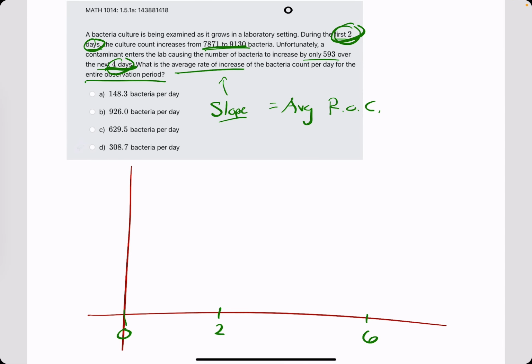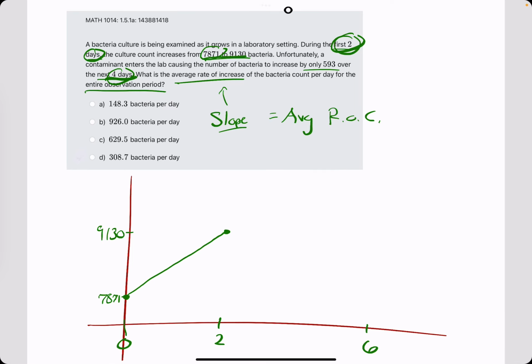So what they're saying is basically at the start, it started at like 7871. So we'll just throw that here, 7871. So right at the start, it was here. And then it increased all the way to like 9130. So I'm just kind of doing a visual. You really don't have to do a visual anytime you do this problem, but I just want to show exactly what they're asking about. So over the first 2 days, it has a huge increase, and then over the next 4 days, it only increases about 600.